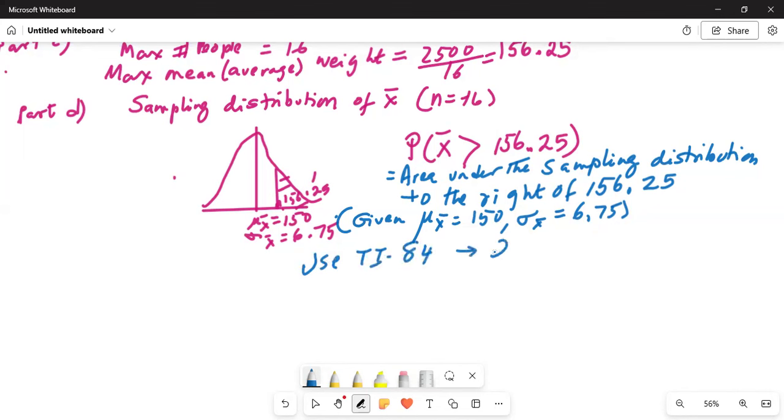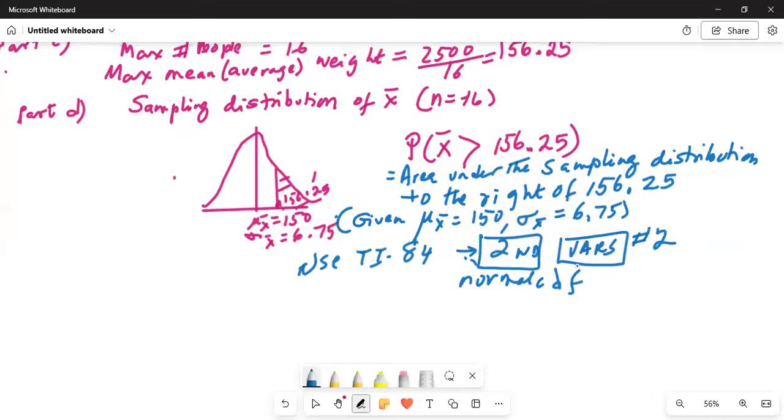We will press the second key on the top left, then the VARS key on the third row, then number 2, which is normal CDF.